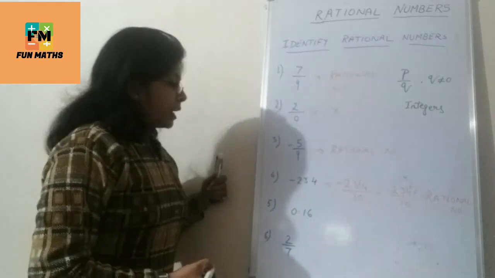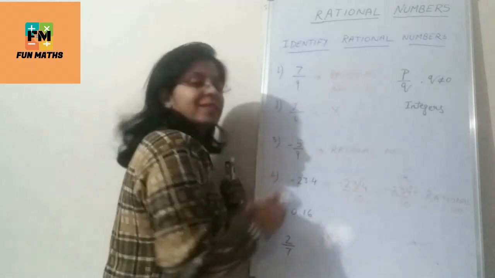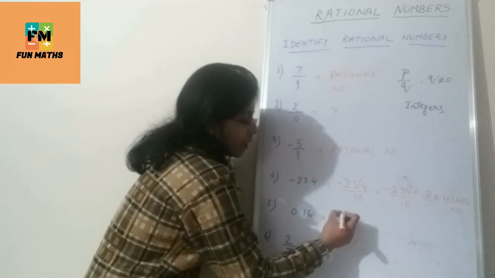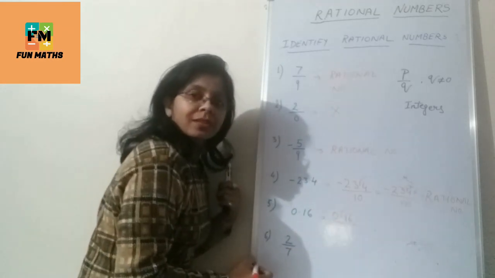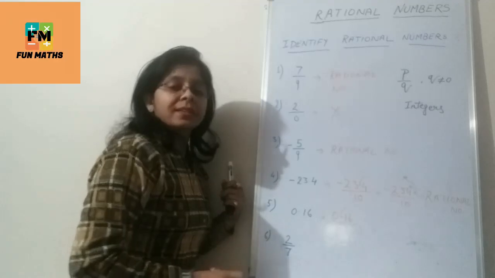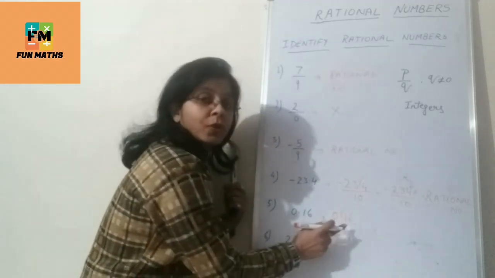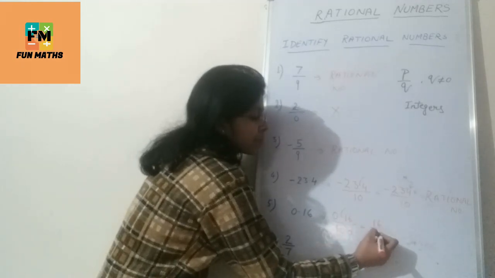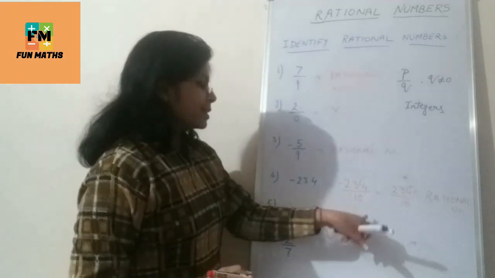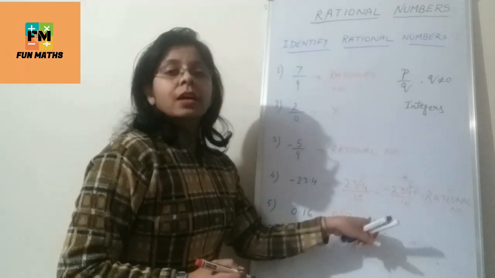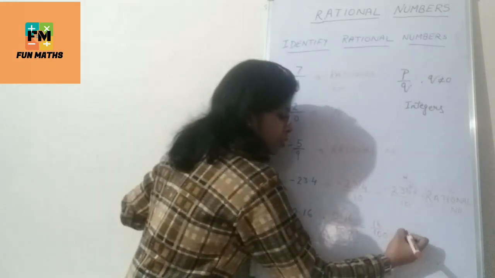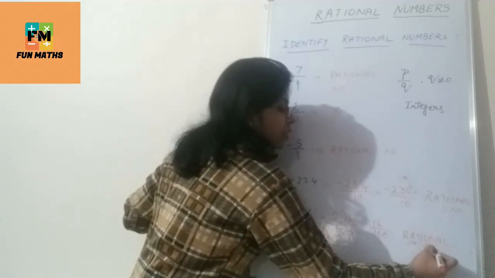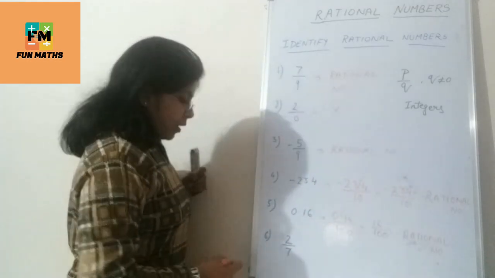Let's check the next one. 0.16. In the same way, children, if we remove the decimal from here, we have two zeros in the denominator. We have learned all these concepts in the previous classes, right? Because we have two digits over here, we can write two zeros in the denominator. It would become 16 by 100. Here, as we can see, 16 and 100 both are integers. Yes, so it is also a rational number, right?